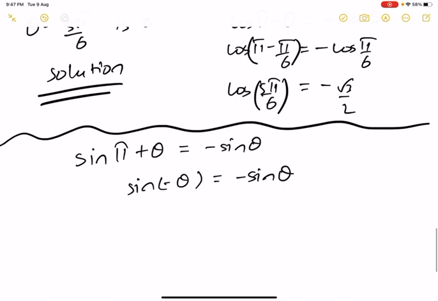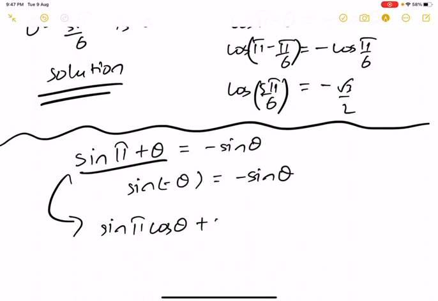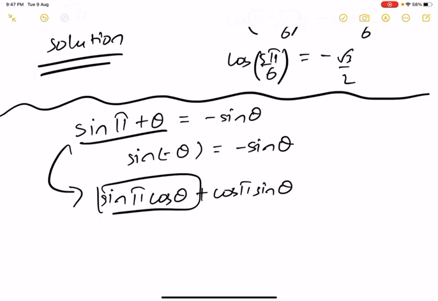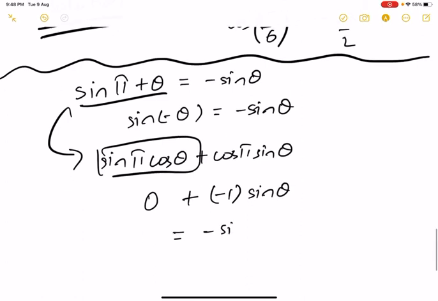You can verify this. Sine of pi plus theta, how is it negative sine of theta? It is the sine a plus b formula. So sine pi cos theta plus cos pi sine theta. What is sine pi? Sine pi is 0. So this term is 0. Plus what is cos pi? Cos pi is negative 1, times sine theta. So this is equal to negative sine theta.